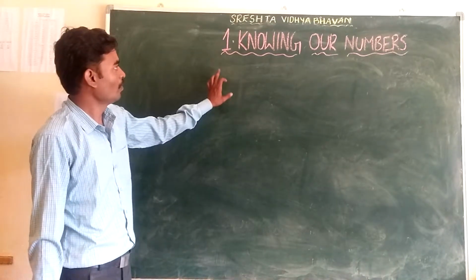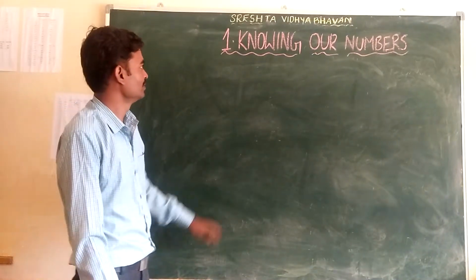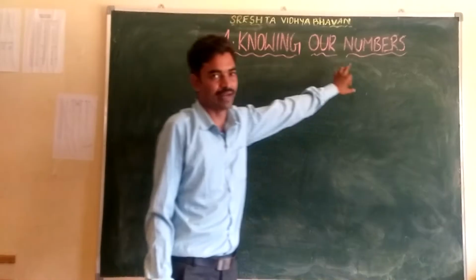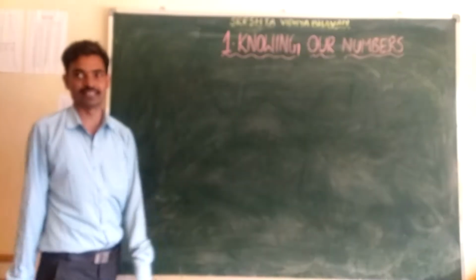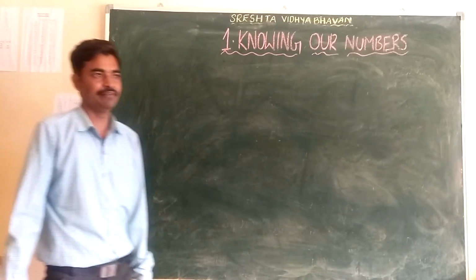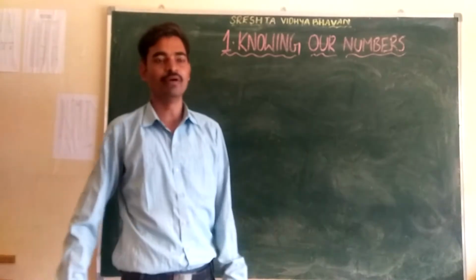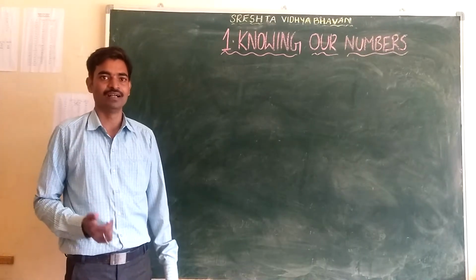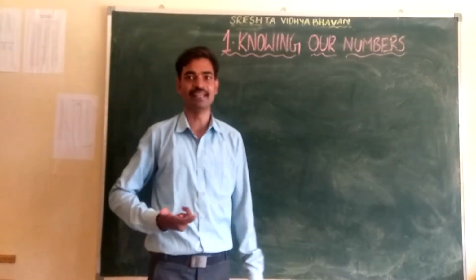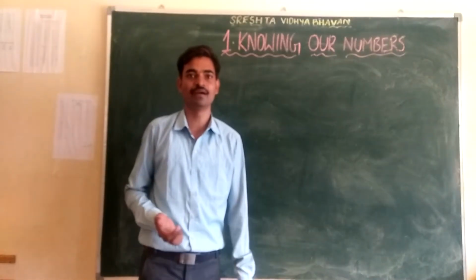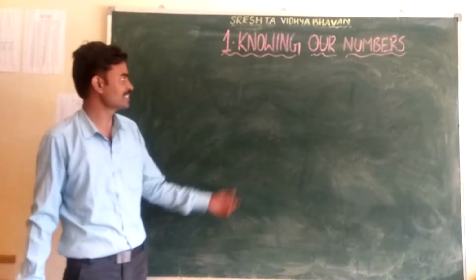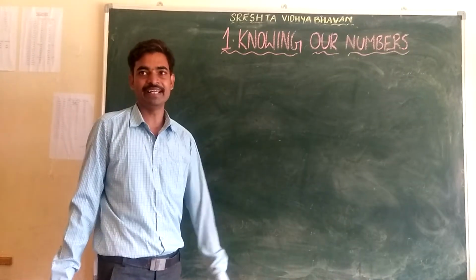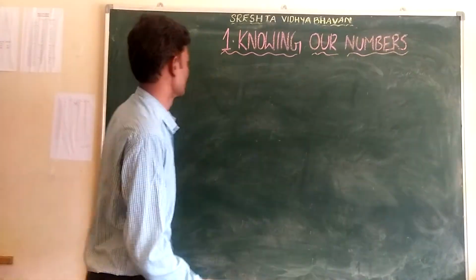Okay, now we already discussed chapter 1, Knowing Our Numbers, in class 6. We already discussed numbers, natural numbers, comparing and estimating of numbers, and ascending order and descending order. I already explained that in the previous class. Now we are discussing estimating and rounding of numbers.